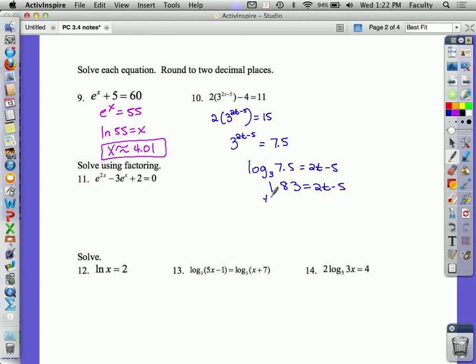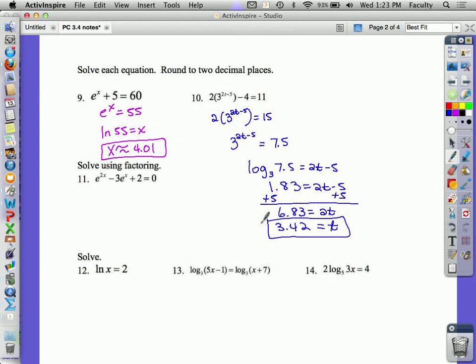Then you're going to add 5 to both sides, and then divide by 2. And I got 3.42. Any questions on how you do problem 10? Anything? Alright, then let's look at number 11.